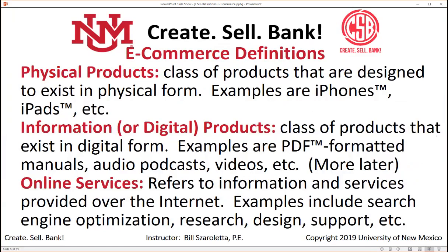Three major classes that we're going to talk about in this class are physical products, information or digital products, and online services. Now, physical products are products that you can hold in your hand. They exist in physical form. Information or digital products are a class of products that exist in digital form, like PDF manuals, audio podcasts, videos, etc. Contrast that with iPhones, iPads, cars, massage tables, whatever you want.